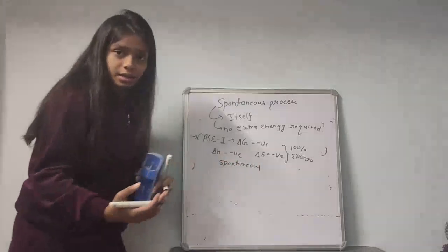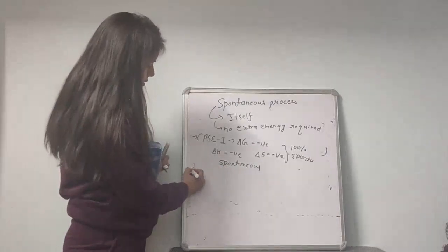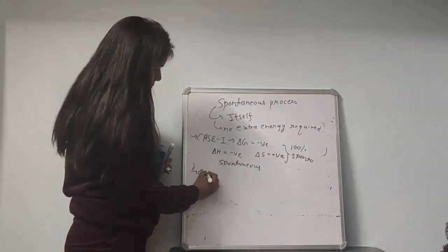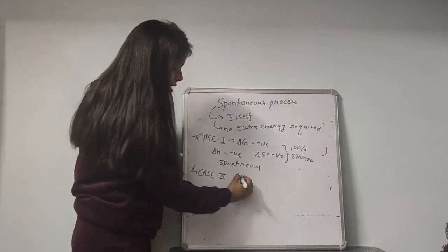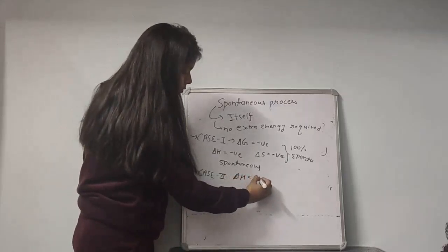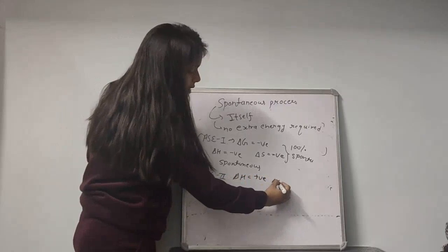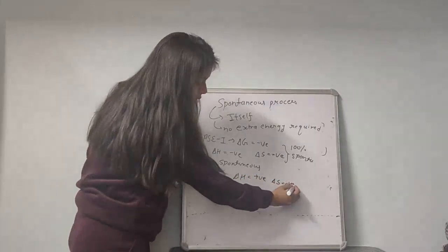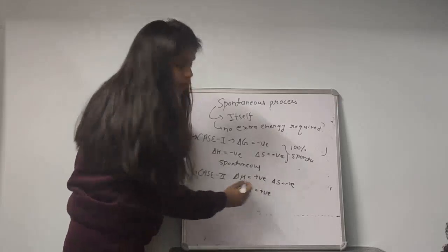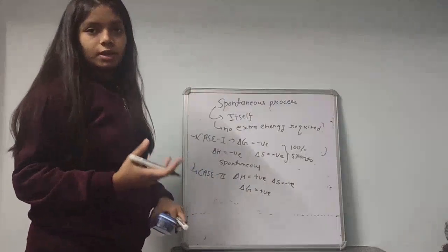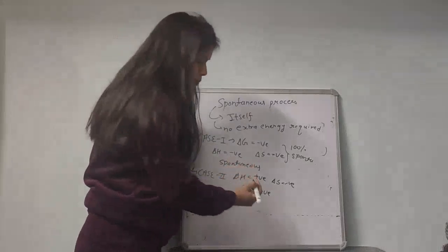But in the second case, when delta H is positive and delta S is negative, our G will become positive. And when G is positive, it is considered a non-spontaneous reaction.